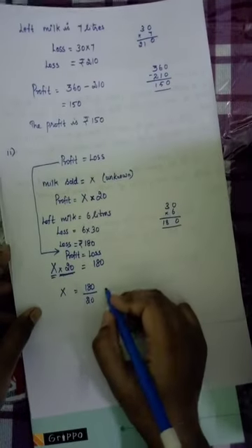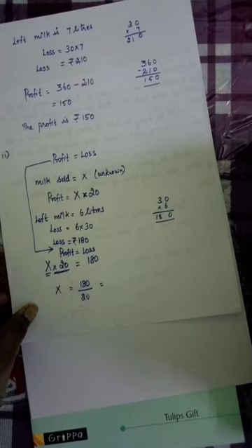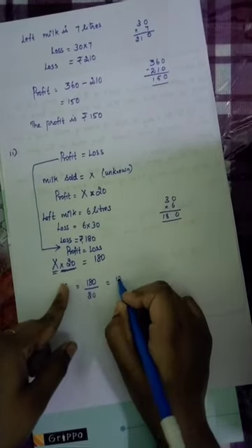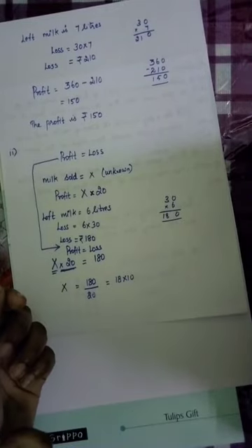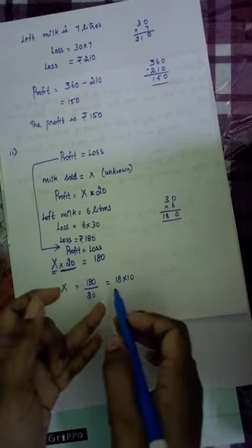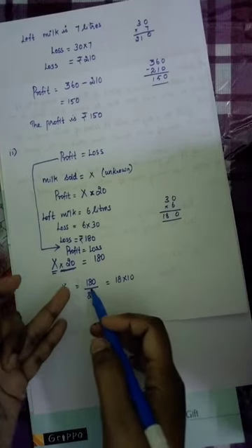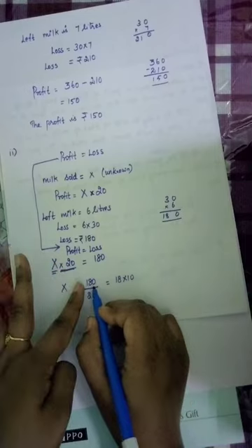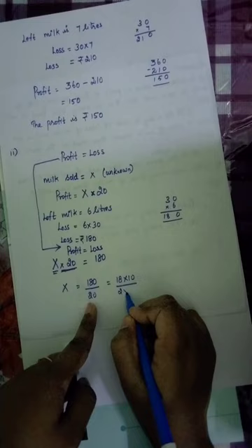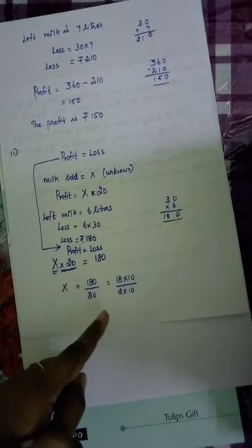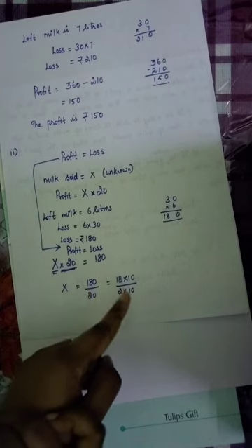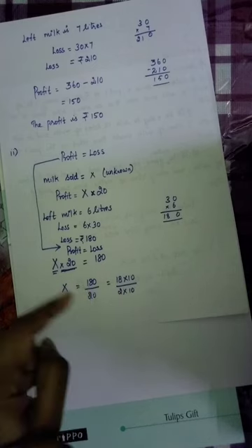How will you divide? We can write this 180 as 18 into 10, right? When you multiply 18 into 10, the answer is 180. We can write this 20 as 2 into 10, and 2 into 10 is 20. So I am writing 180 as 18 into 10 and 20 as 2 into 10.